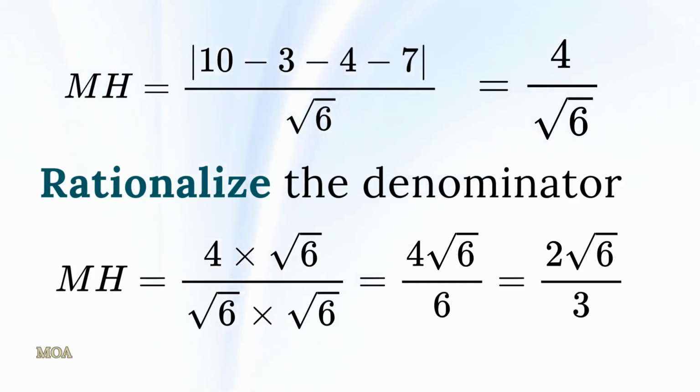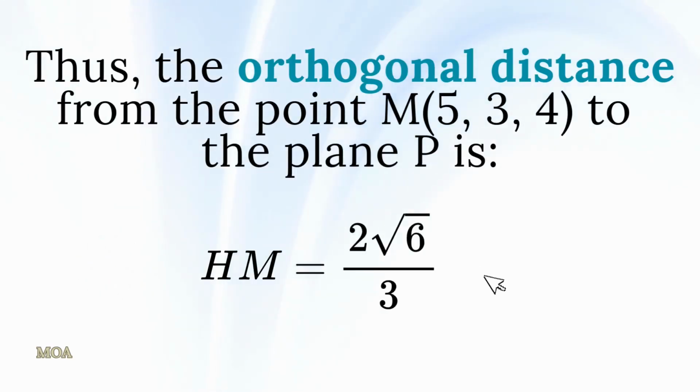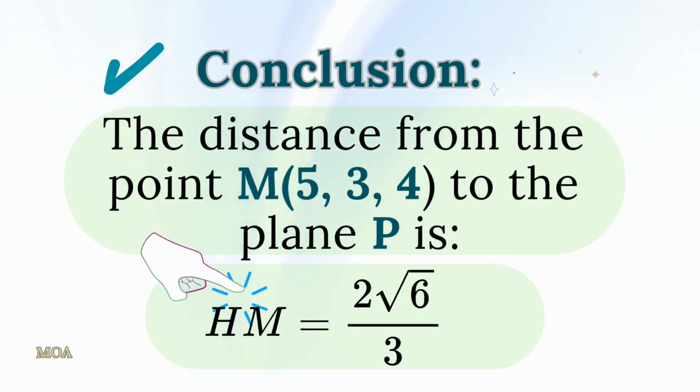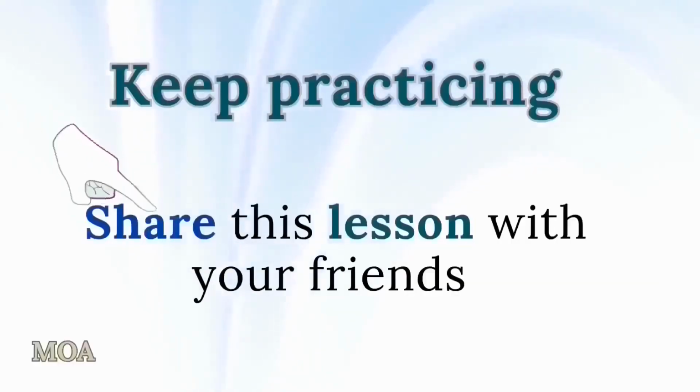By rationalizing the denominator and simplifying by 2, the distance HM becomes equal to 2 square root of 6 over 3. Thus, the orthogonal distance from the point M with coordinates 5, 3, 4 to the plane P is 2 square root of 6 over 3. Conclusion: the distance from the point M with coordinates 5, 3, 4 to the plane P is 2 square root of 6 over 3.